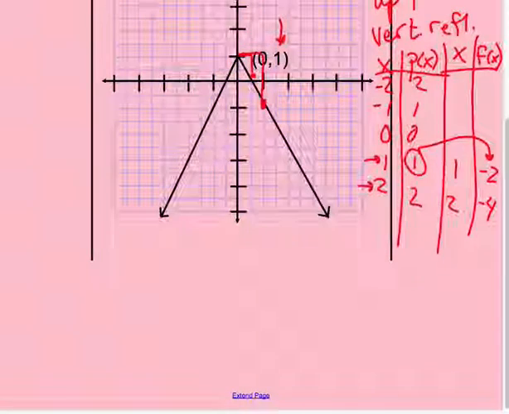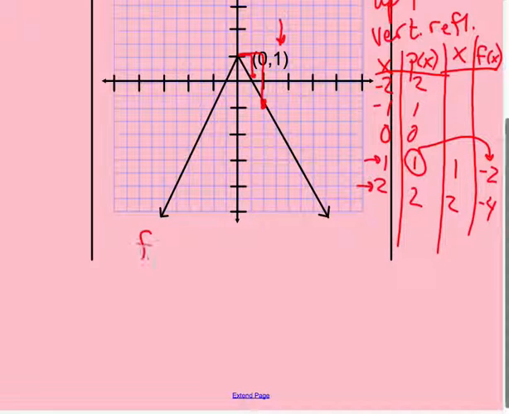So when we put that into our equation, the vertical stretch by 2 is multiplication by 2, and it goes outside the absolute value. The vertical reflection is multiplication by a negative. And we had up 1, which is also outside the absolute value.